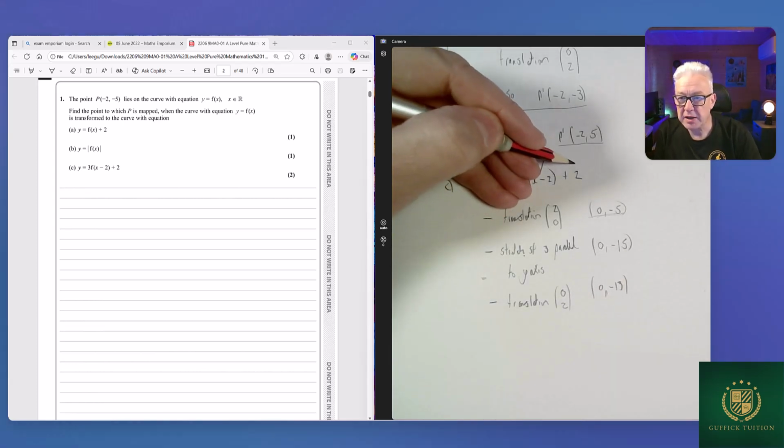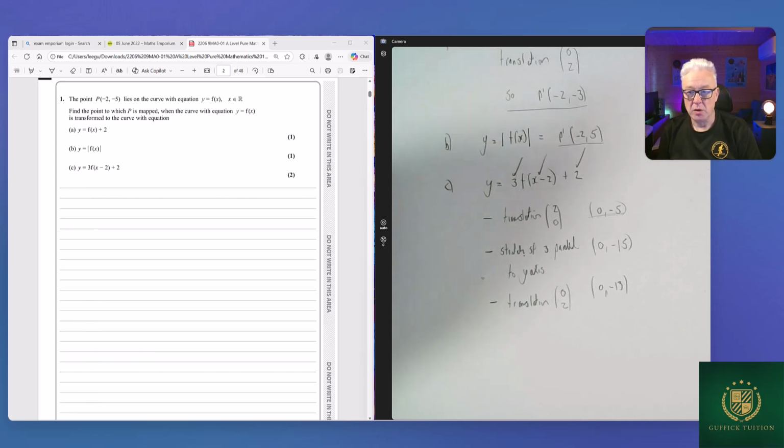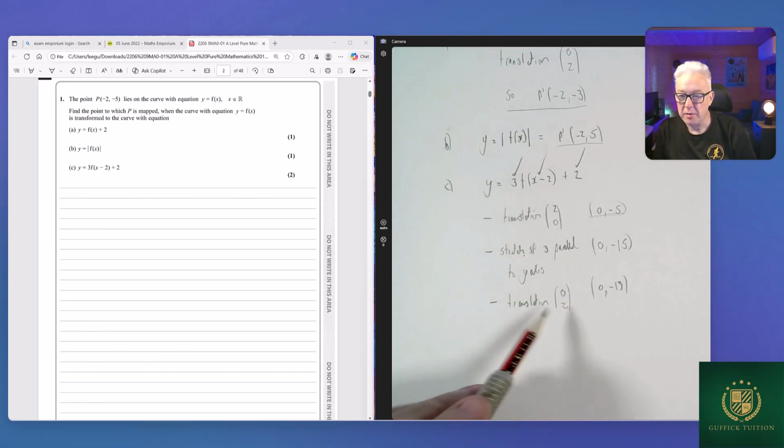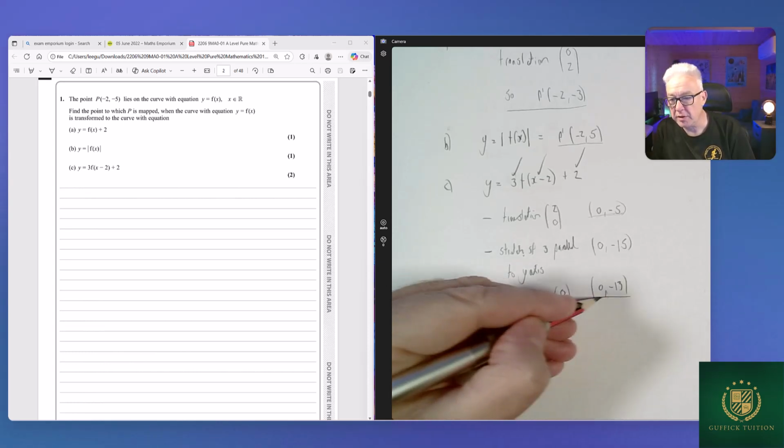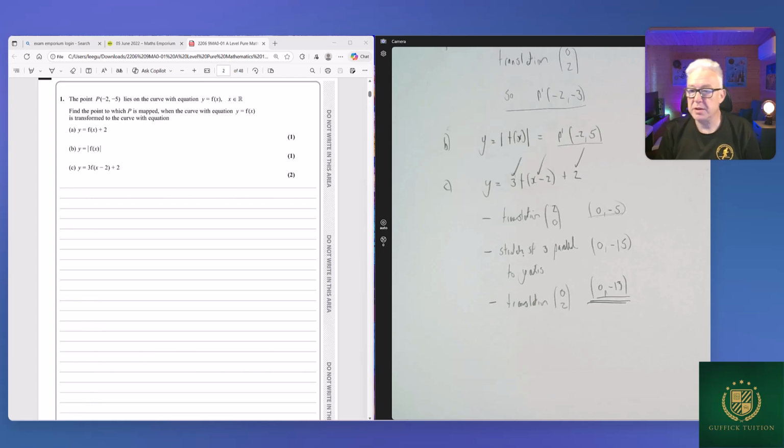And then finally, the last one is the +2, which is going to be a translation again by vector (0, 2). So the whole thing's going to move 2 up. So the final coordinate of the image is going to be (0, -13). That is where it's going to end up.